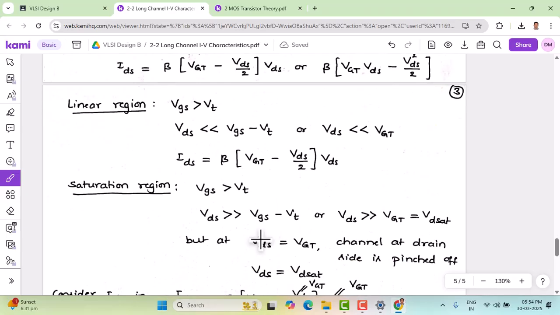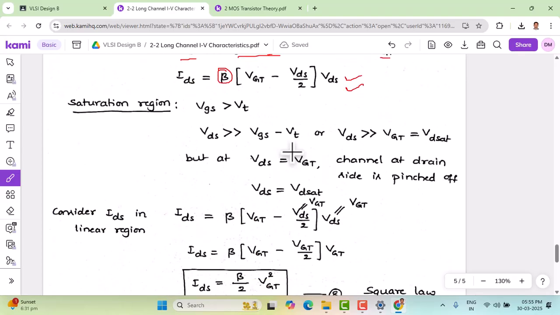Now let us see how exactly the drain current can be written in each of these regions of operation. For the linear region, we already know VGS is greater than VT, but drain to source voltage must be less than the effective gate voltage, VGS minus VT. If you substitute this entire thing as VGT, VDS becomes very much less than VGT. So the equation is as follows: IDS equals beta. All those process parameters and transistor geometry we have now called by a single constant, beta. So IDS equals beta into (VGT minus VDS by 2) into VDS, where VGT is nothing but VGS minus VT. This is the equation applicable in the linear region.